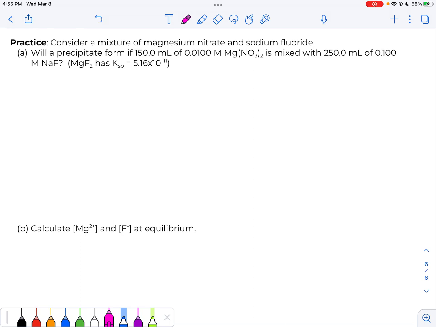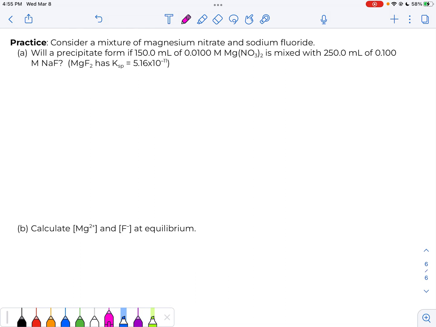Okay, so what you should have found is that Q is greater than KSP, which means, yes, a precipitate will form, which is great. Part B is now asking, after that precipitate forms, which should be magnesium fluoride, MgF2, what will the concentration of the ions magnesium and fluoride be in solution?